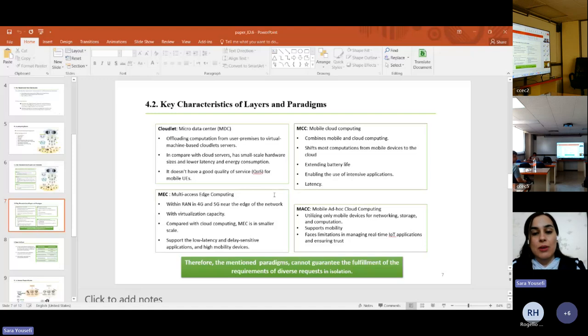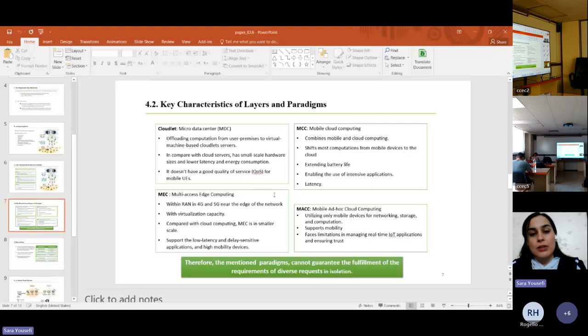MEC, or multi-access edge computing, is a platform that offers an IT service environment within the radio access network in 4G and 5G near the edge of the network. In MEC, data centers have a small virtualization capacity compared with cloud computing. Available computing resources in MEC are on a smaller scale and support low latency and delay-sensitive applications, as well as high mobility devices.